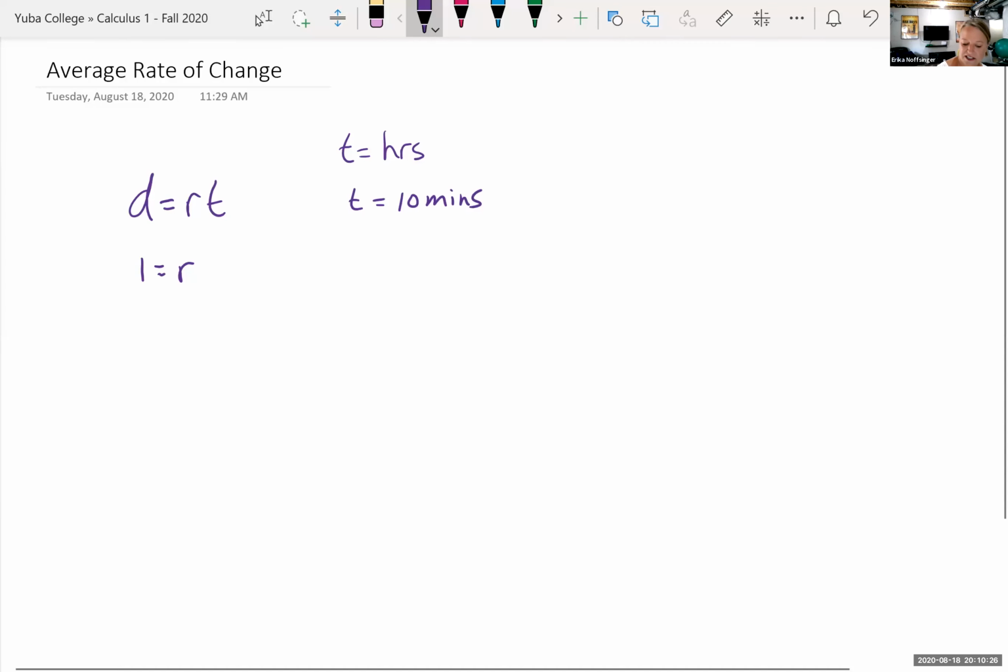Okay, so we know that there are 60 minutes in an hour. So 1 hour over 60 minutes is the same thing as saying 1, and our minutes cancel, right? And we're left with 1/6. And so now if I can get r by itself, which is our rate, and I multiply both sides by 6, 6 is equal to r. So this rate is telling me that the rate that you were going was 6 miles per hour.